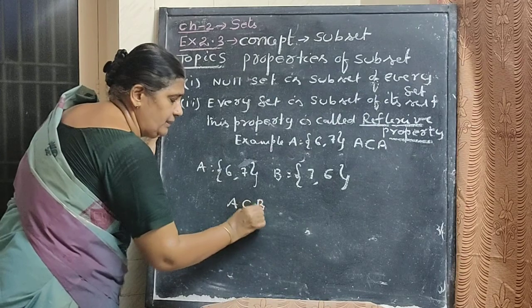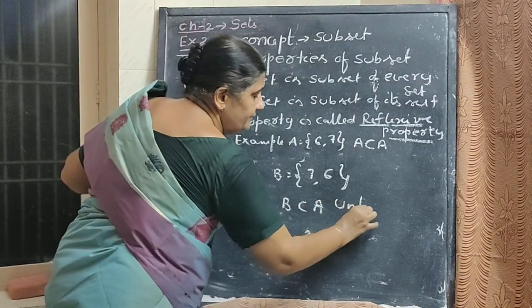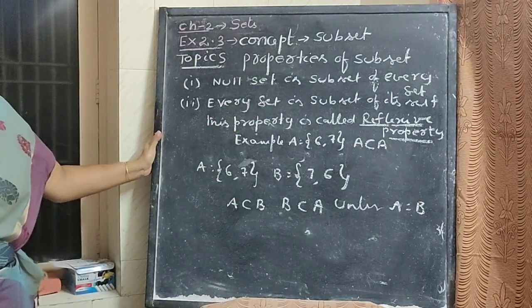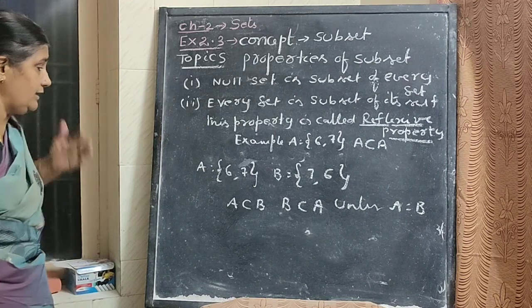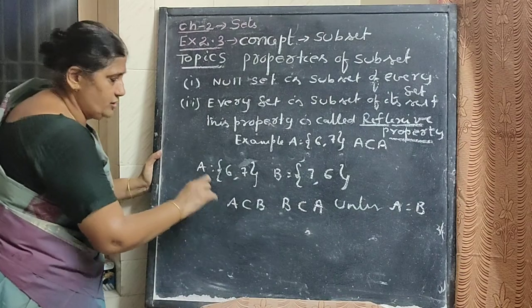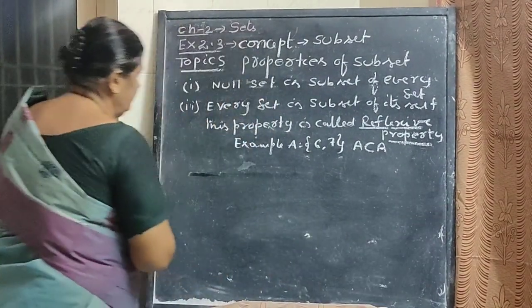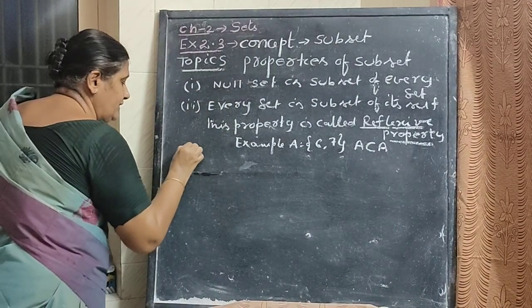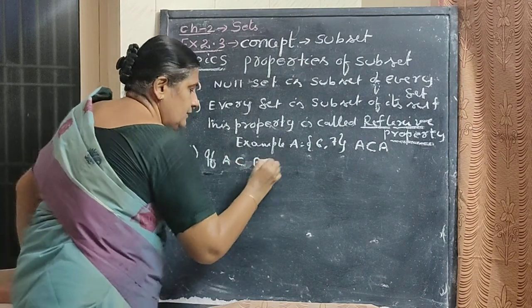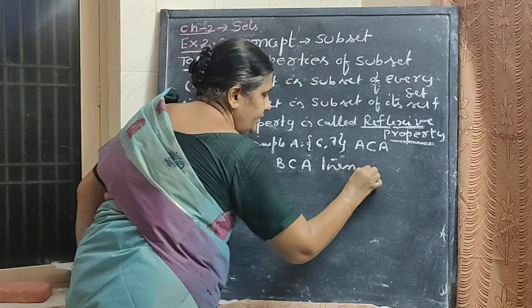A is a subset of B and also B is a subset of A. Then we can say that A is equal to B. This property is called what? Anti-symmetric property. So do you understand or not? So how to write the third property? Listen, third one, I will tell with an example. If A is a subset of B, and B is a subset of A, then A is equal to B.